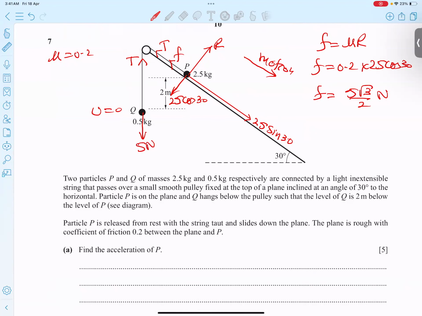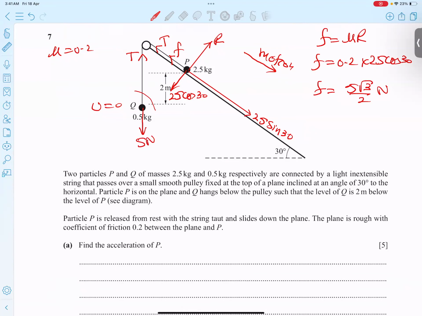So students, now I'm going to make two equations, one for the Q particle, because P is moving downwards, so common sense says Q will go upwards. So let's start with the formula for Q. Net force is equal to MA, because it is moving upwards, the tension is bigger and 5 is smaller. I will say tension minus 5 equals MA.